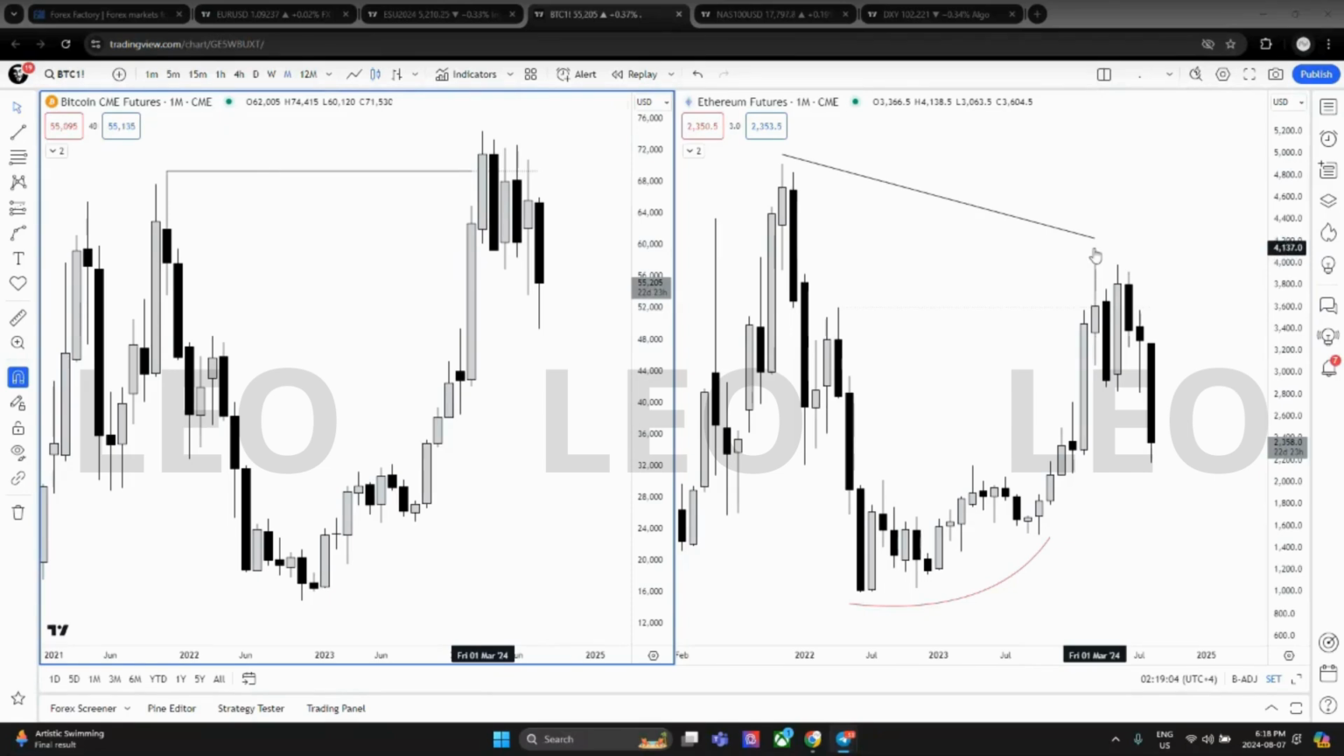And we talked about the possibility of a pullback right here, which, I think this is nothing, to be honest. I see people being scared. I see people just being people, emotional. I don't think this is anything, to be honest, right?